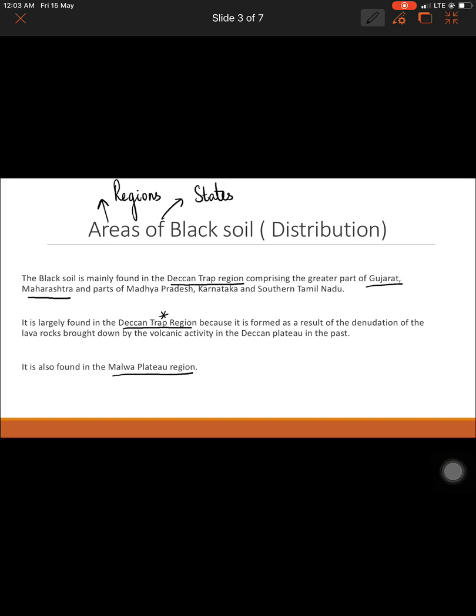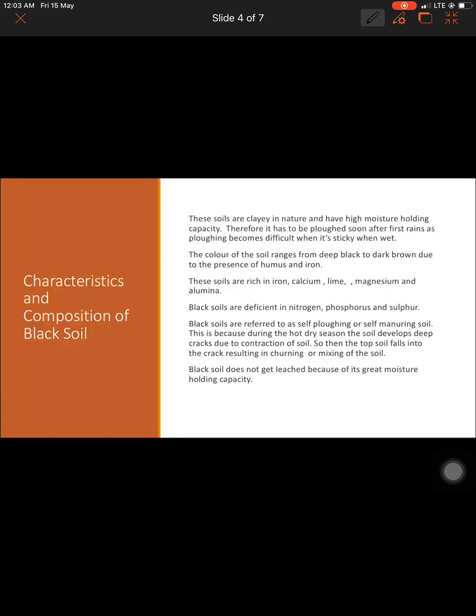Moving to the next thing, the characteristics and composition. So let us begin with the characteristics. First we will learn about the physical characteristics or physical properties of black soil. By physical we mean your color, your texture. If you're asked to name or describe any two physical characteristics, you have to talk about the color, and you can even write about the texture and any other properties.